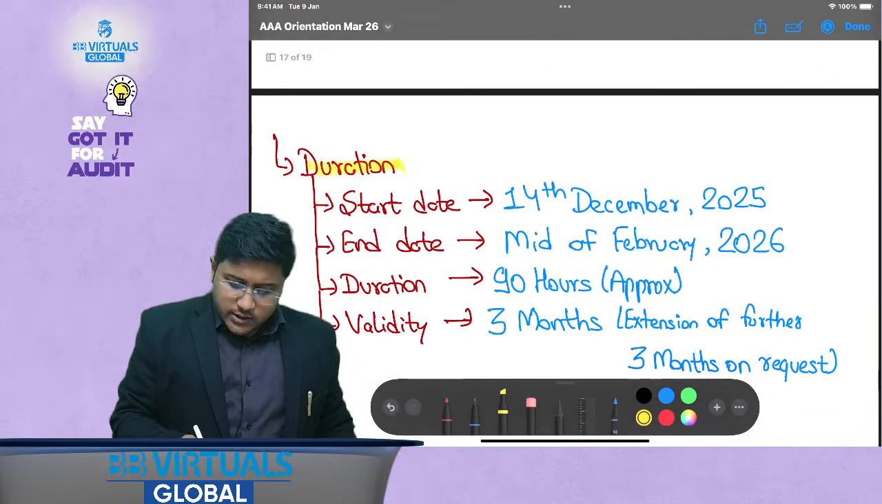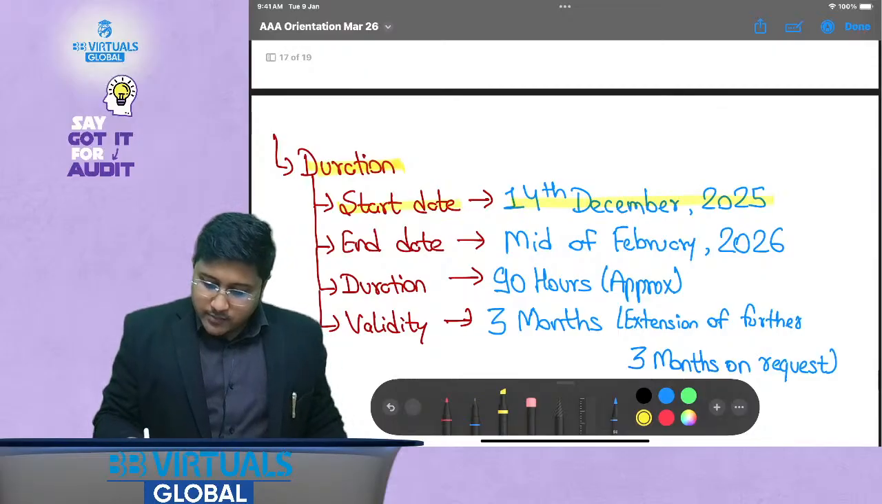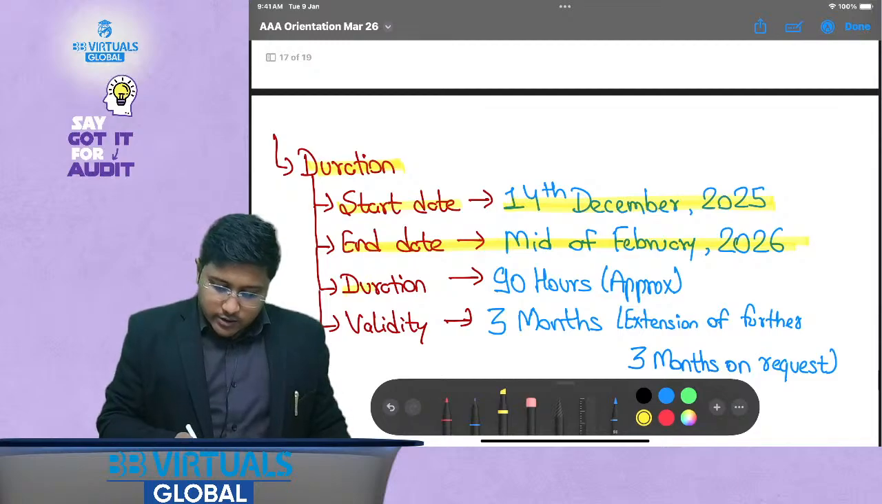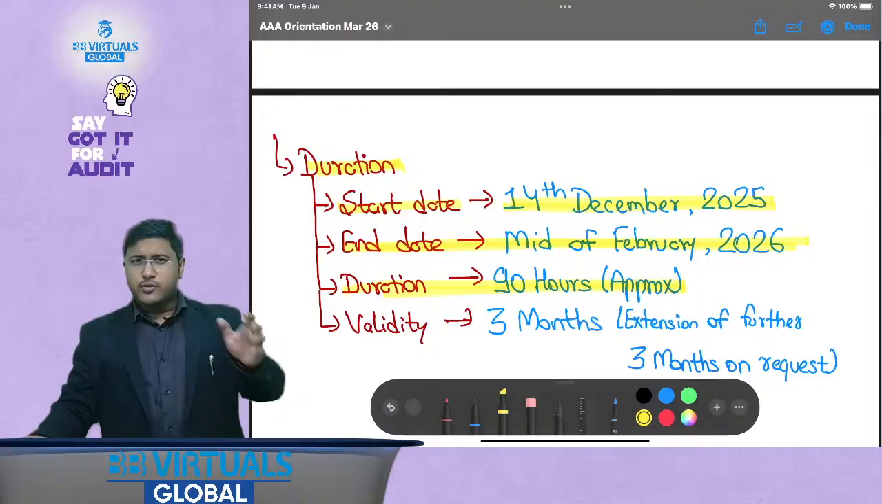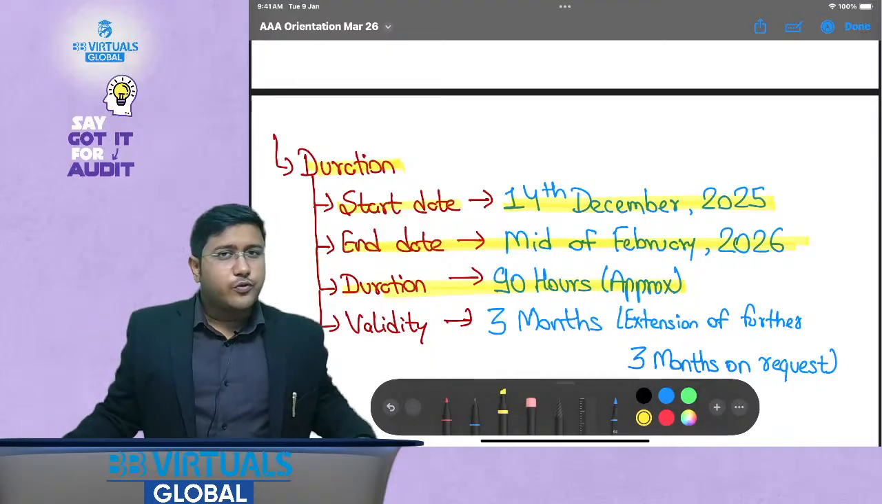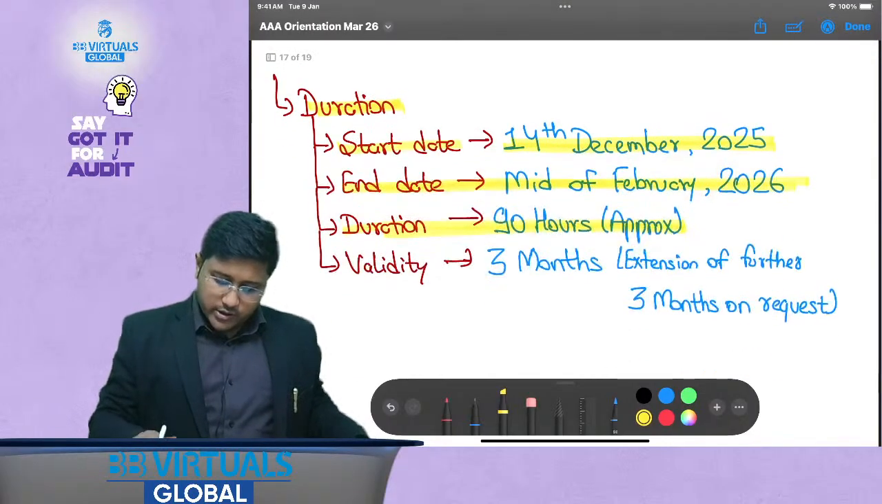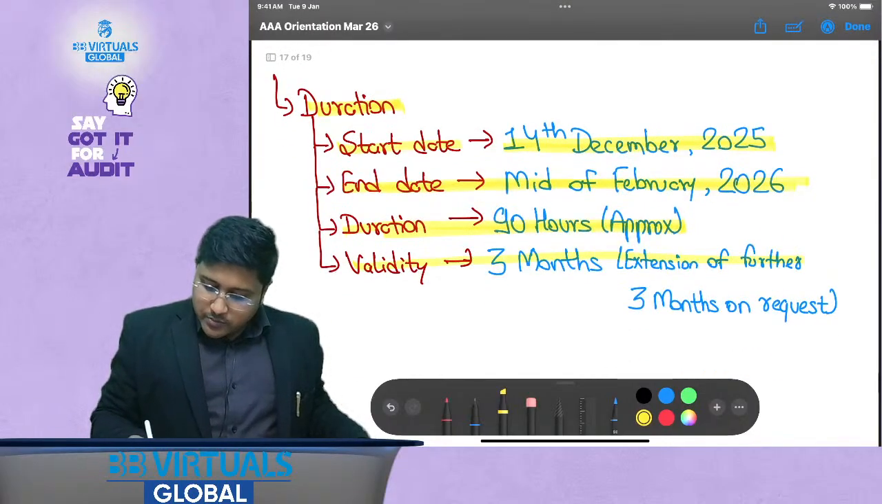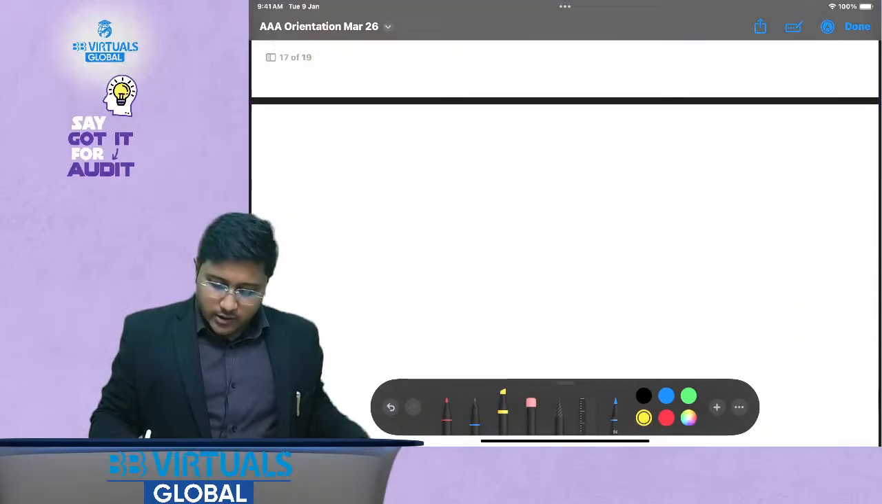What is the duration? The start date is 14th of December 2025, the end date is mid of February 2026, and the duration is approximately 90 hours. Okay, how much is going to be live? Roughly 50% is going to be live, 40 to 45 hours, and the rest, 40 to 45 hours of concepts, are going to be recorded. Validity: 3 months validity would be there, and extension might be provided on request.